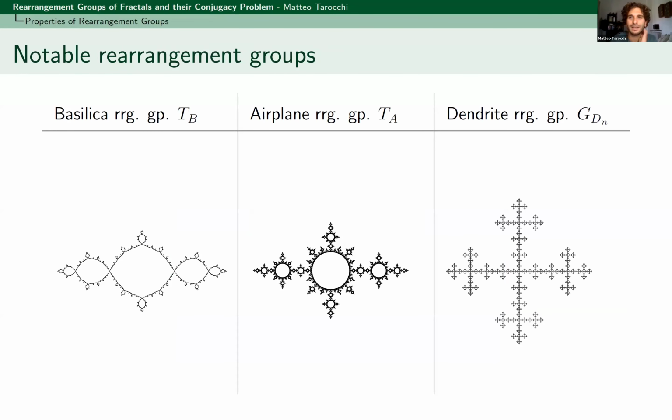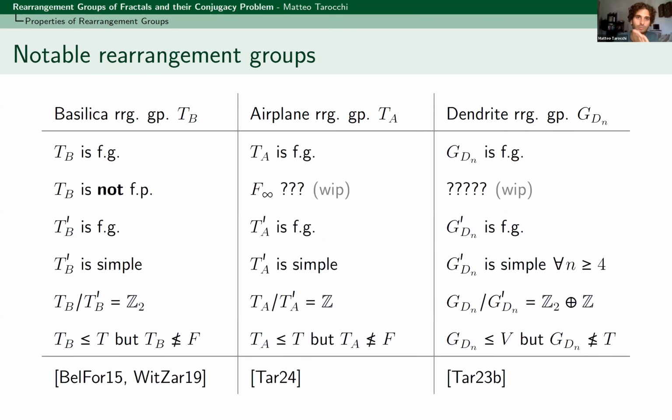Now, in this slide, I want to give you an idea of what has been studied so far about these groups, so at least about the examples that I know that are known. The one on the left is the basilica rearrangement group. The one in the center is the airplane rearrangement group, and on the right, you have the dendrite rearrangement groups. The last one is actually a countable family of non-isomorphic groups. And this table essentially shows you most of what is known about them. So I'm going to tell you the main points here. That is, for example, in the first row, we know that these are finitely generated.